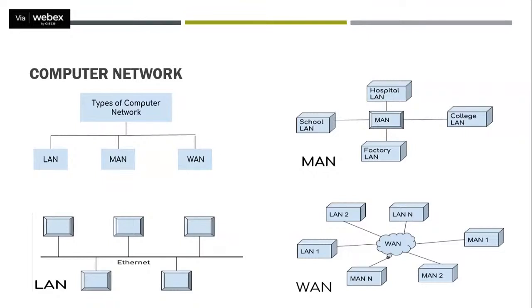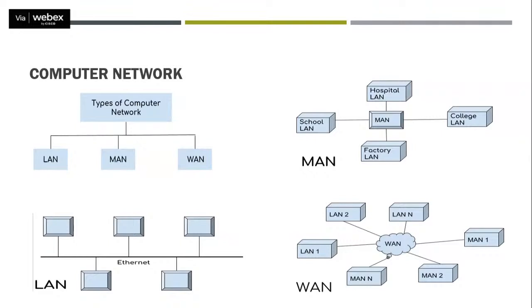And when that switch is connected to another organization's switch, that is called the MAN, the metropolitan area network. Suppose in the image you can see a school LAN, hospital LAN, factory LAN, and college LAN. These are a combination of different small LANs. One organization is connected to another organization, a bunch of other organizations, that is called the MAN, and the combination of MANs, or you can say a combination of the biggest LANs, is a WAN, wide area network.